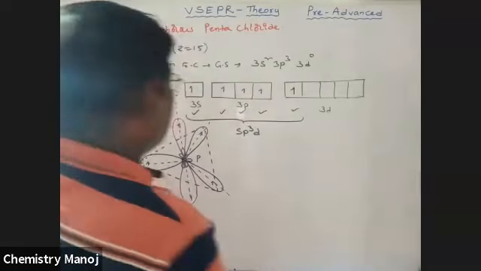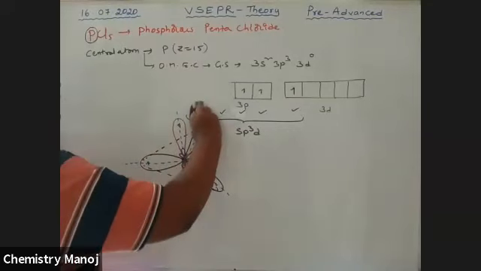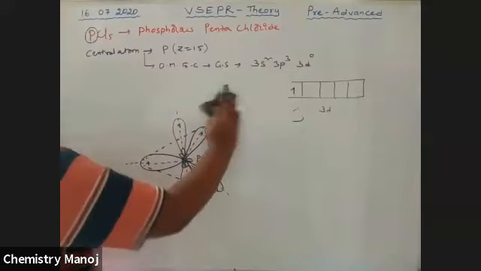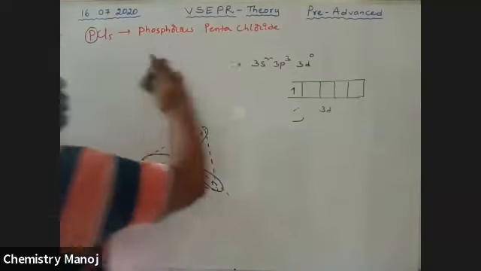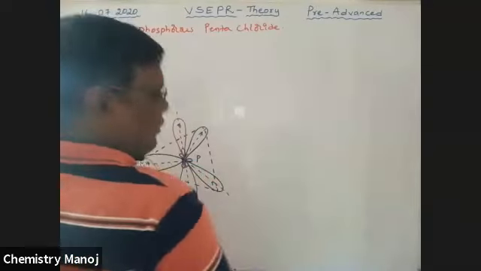These orbitals are involved in overlapping with pure p orbitals of chlorine. Chlorine is involved in bond formation. From the chlorine side, pure p orbitals are involved.